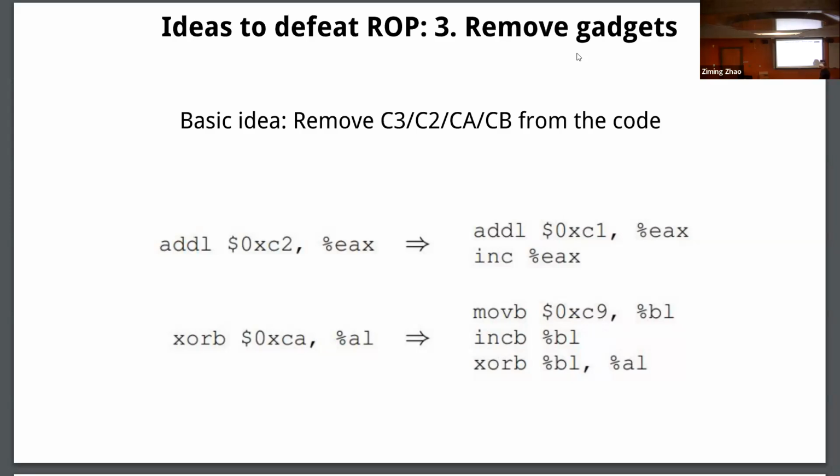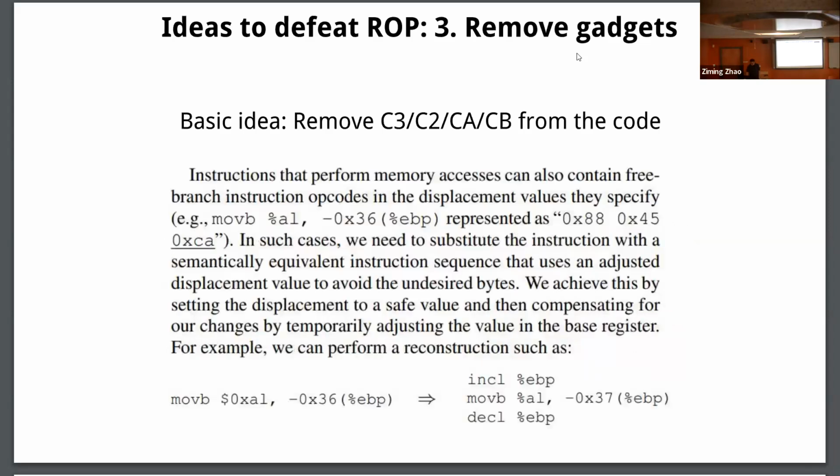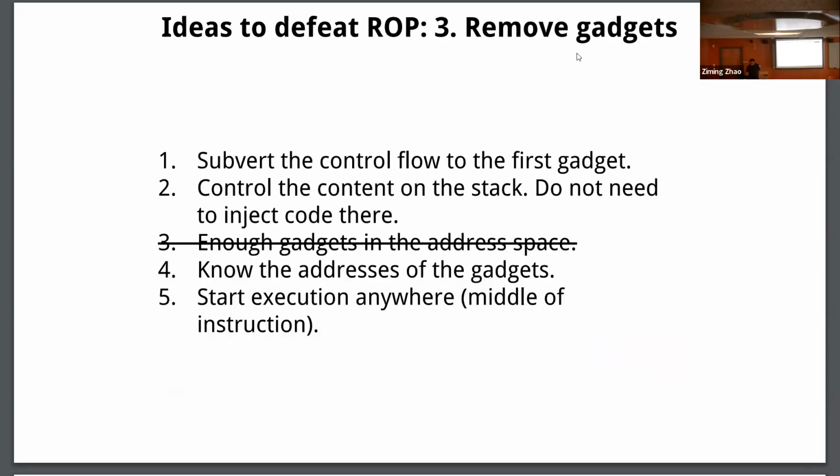It's not that difficult, so we can do that as well with bonus points. Another example, there is a CA. Yeah, we just change that. So this is another way to defeat ROP. Just more examples there, we can skip.